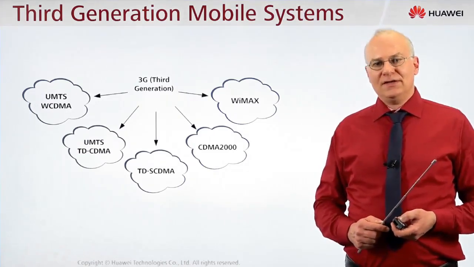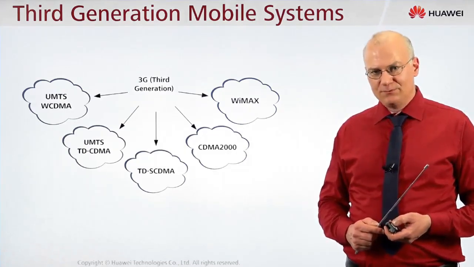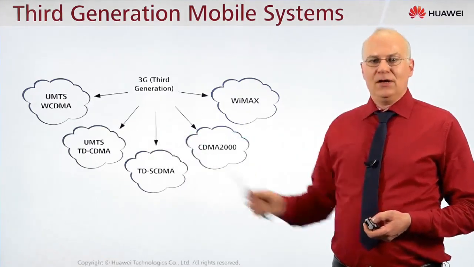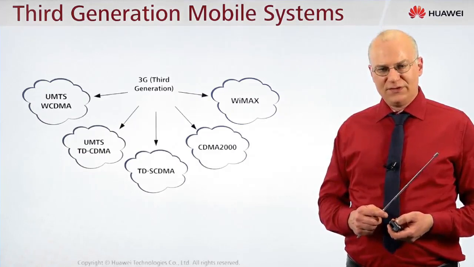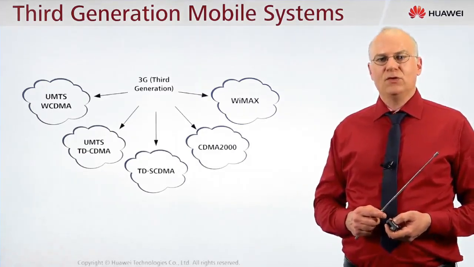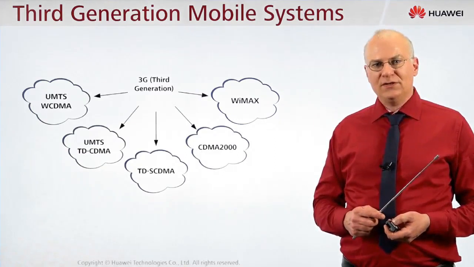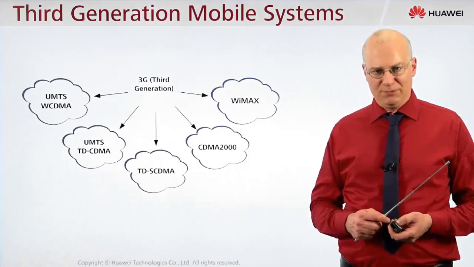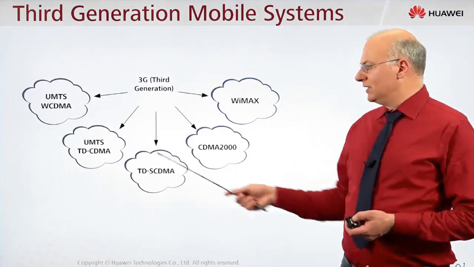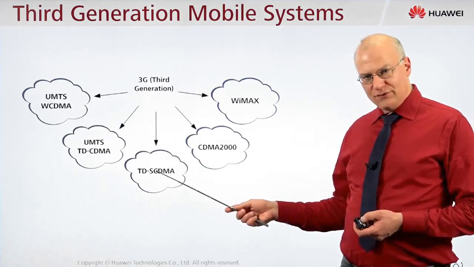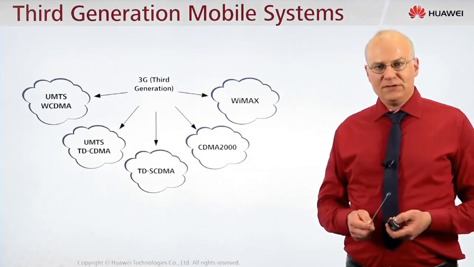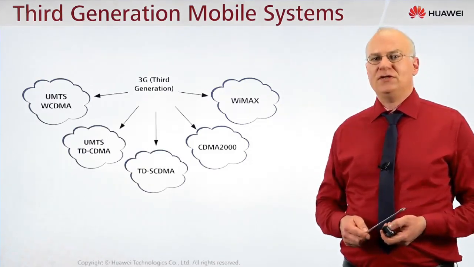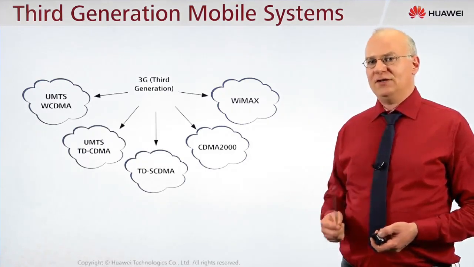UMTS has different subtypes. So the main is UMTS itself. This is frequency division duplex. This means we have one separate frequency for the downlink and another frequency used for the uplink. There are two TDD versions of UMTS. TDD means time division duplex, using the same frequency channel for the downlink as well as for the uplink.